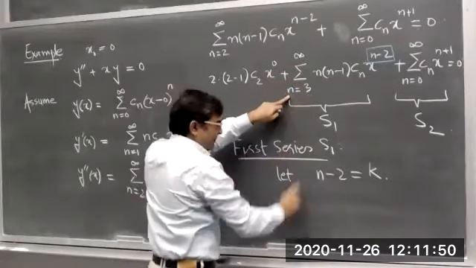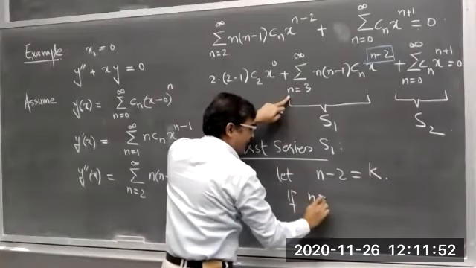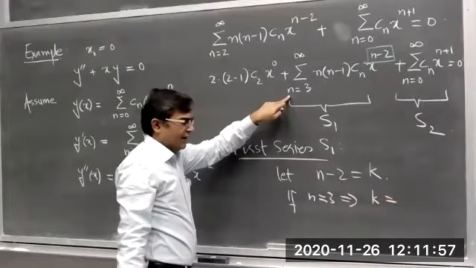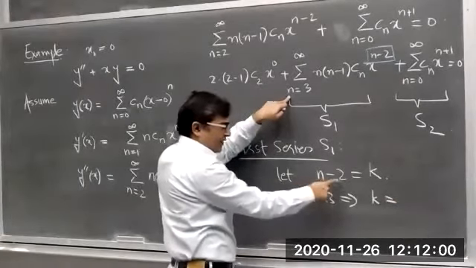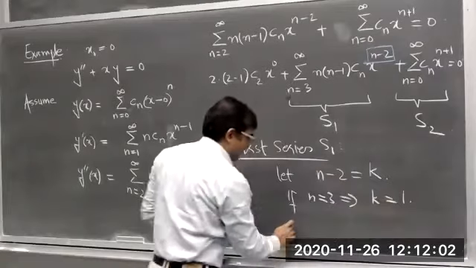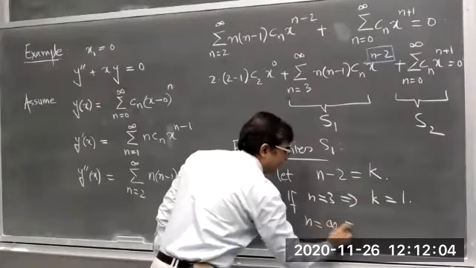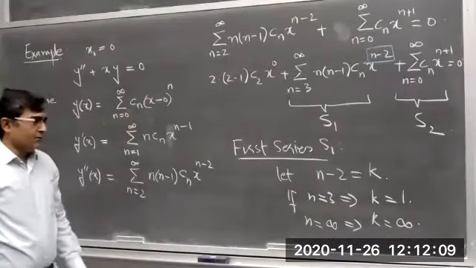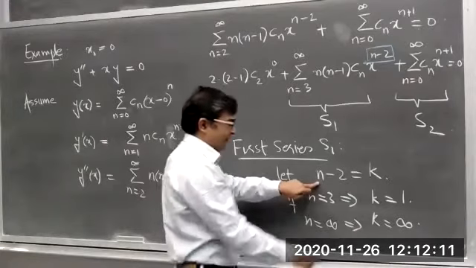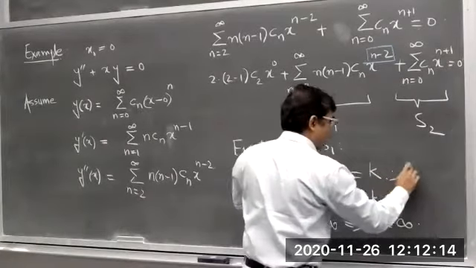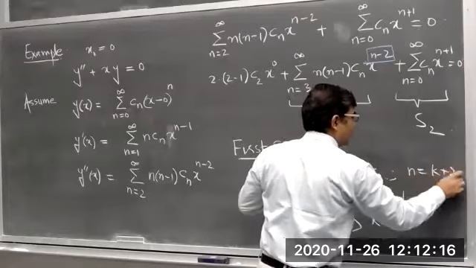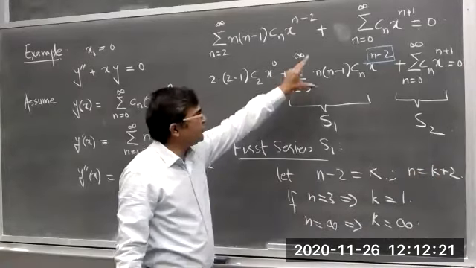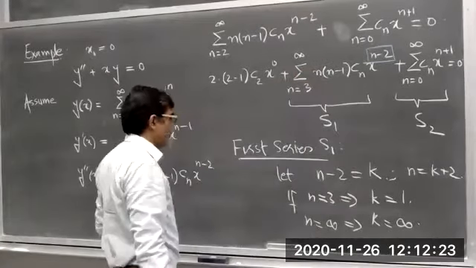N starts from 3. If n is equal to 3, then k is what? Then k is, if here we put n as 3, what will be the value of k? It is 1. And if n is infinity, then k is what? It is obviously infinity. And from here, we can see that n is k plus 2. Now, inserting all these substitutions into this series 1, what do we obtain?